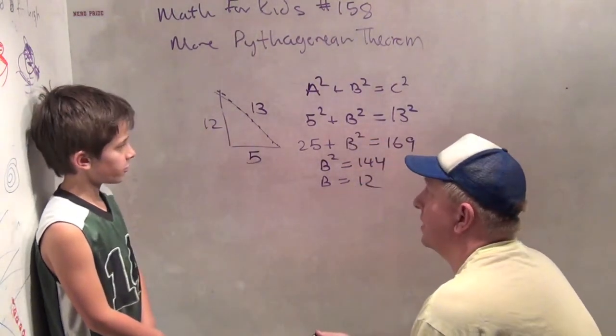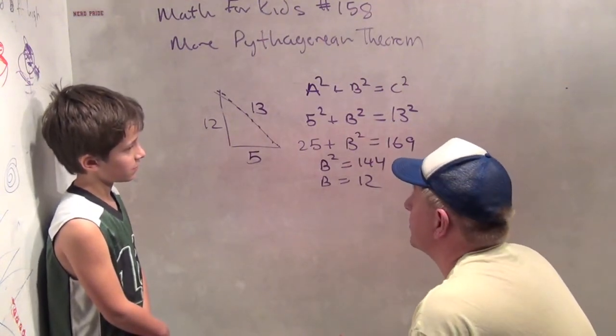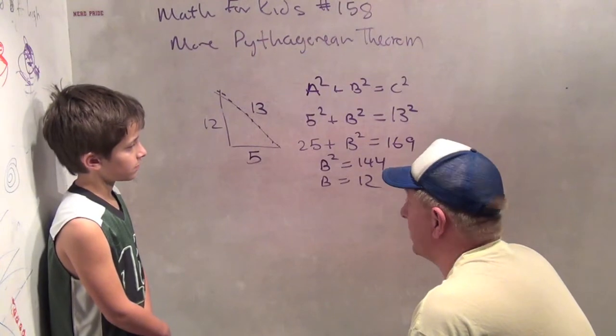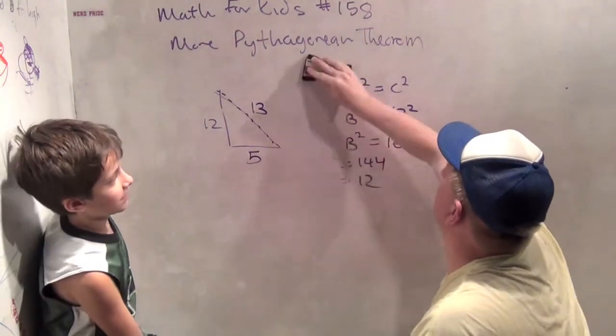So, in this special case, B was 12. Okay, so this works only for right triangles. Well, there's actually a more complicated rule for other triangles. You know what? Just for fun, I'll write down that rule in a second. But let's do one more of these for practice.